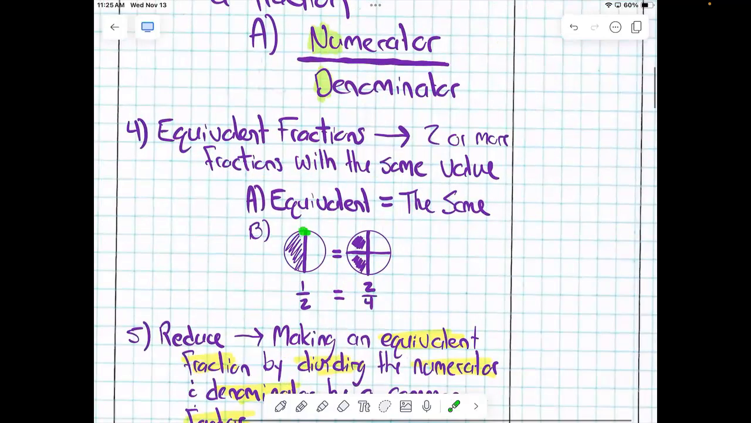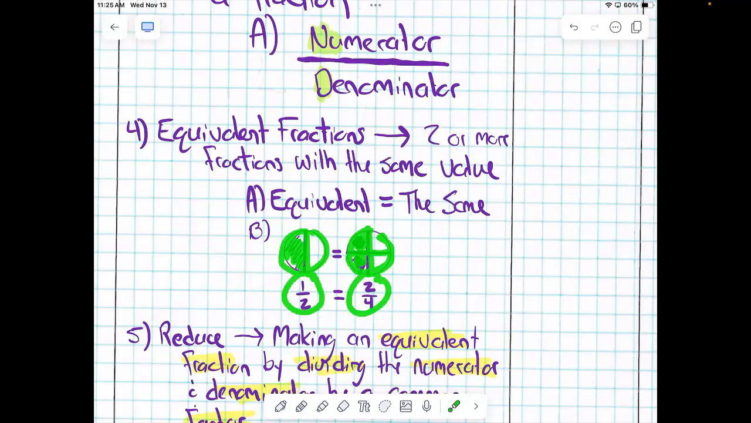Yes. Imagine this is a pizza, and imagine this is a pizza. If I cut the pizza in half and eat this much, would it be the same as cutting the pizza into fourths and eating two of them? Yes. So is 2/4 and 1/2 the same fraction? Yes. It's the same value, right? It's a little bit different looking because the numbers are different, but it's the same value.